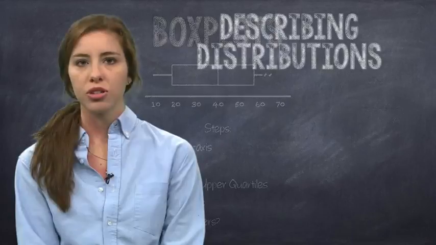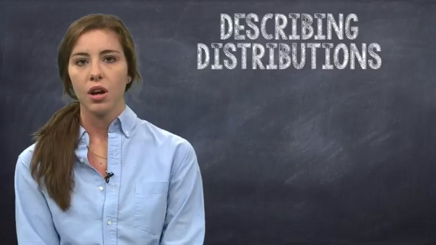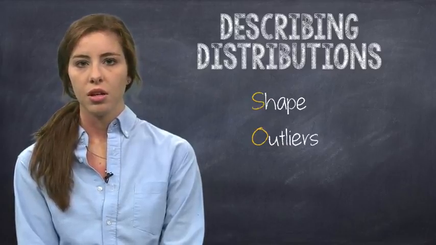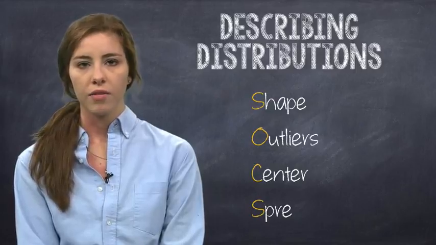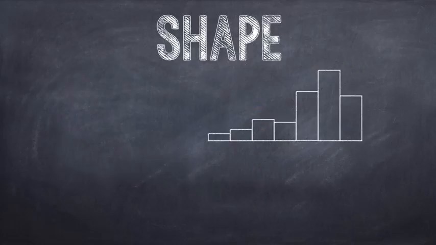When describing distributions, I use the mnemonic SOCKS to help my students remember to always describe the shape, the outliers, the center, and the spread of the distribution. Shape identifies the correct direction of skewedness, and it can be confusing, even for teachers. When looking at a skewed histogram, draw an arrow pointing in the direction of the histogram's tail.